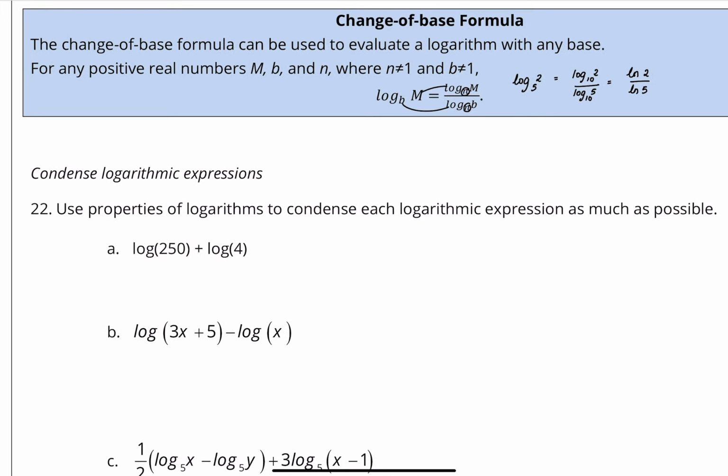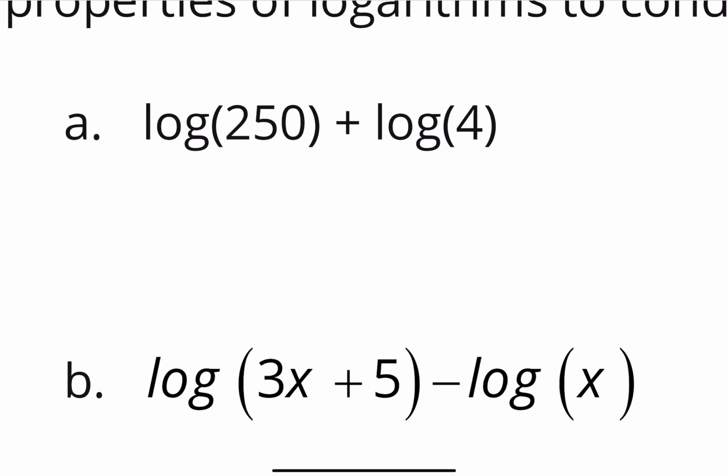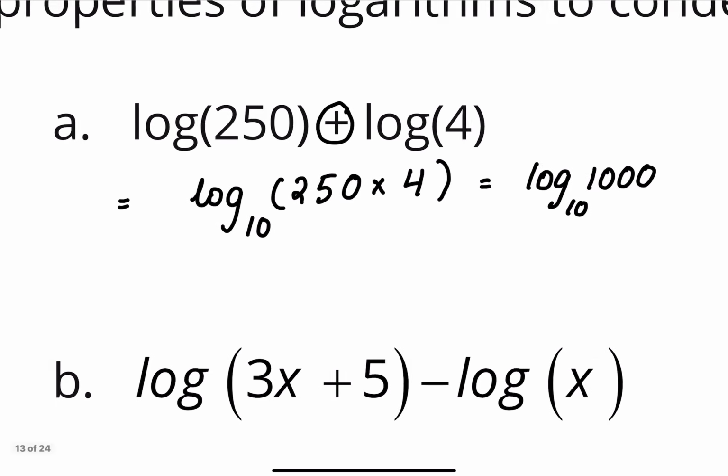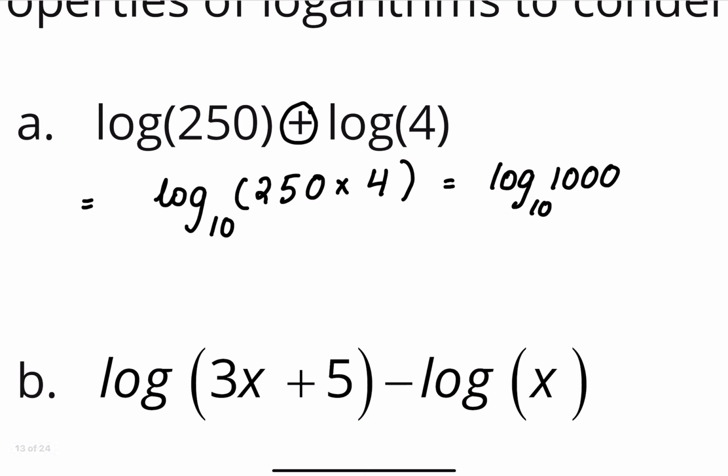So let's go ahead and use the properties of logs to condense as much as possible. So what am I doing here? I am adding. Addition now becomes multiplication. So this is log 250 times 4. I don't see the base. The base is automatically a 10. 250 times 4 is 1000, base 10. I don't have to write a base 10, remember, but you should always know it is base 10. Log 1000 base 10 is, oh, never mind, it's 3.